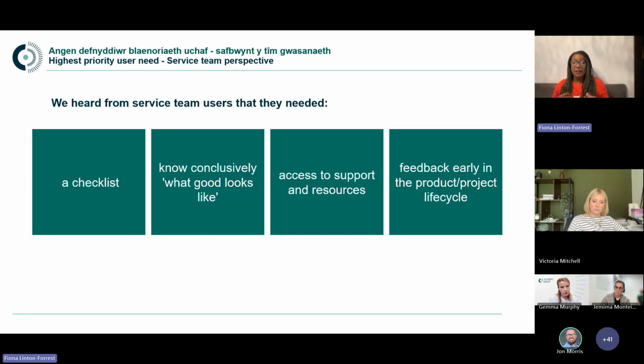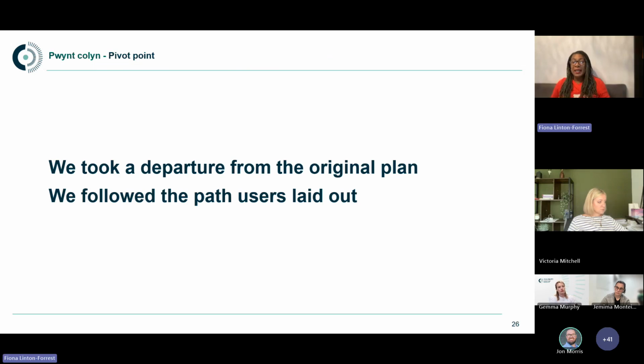Research participants told us they wanted a checklist to know conclusively what good looks like, access to support and services, and feedback early in the product/project lifecycle. But all of these are just ways to make the standard more accessible. So instead of doing the experiment we planned, we decided to do research that followed what the users were telling us.